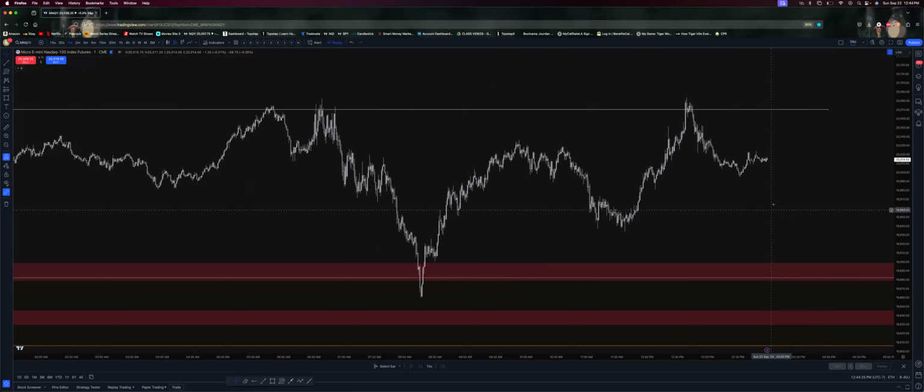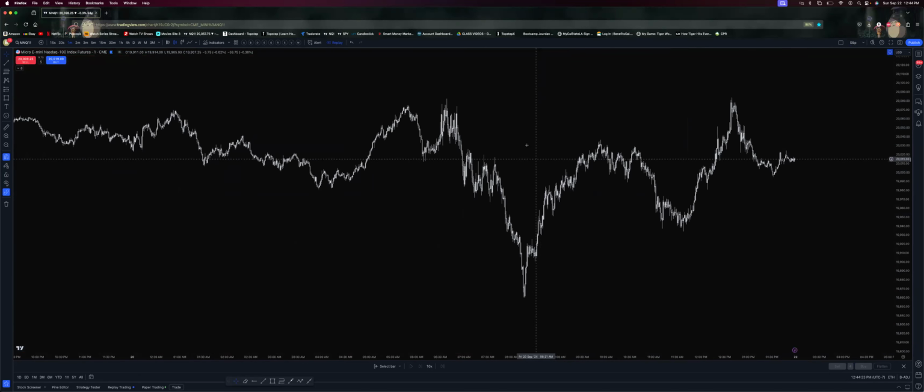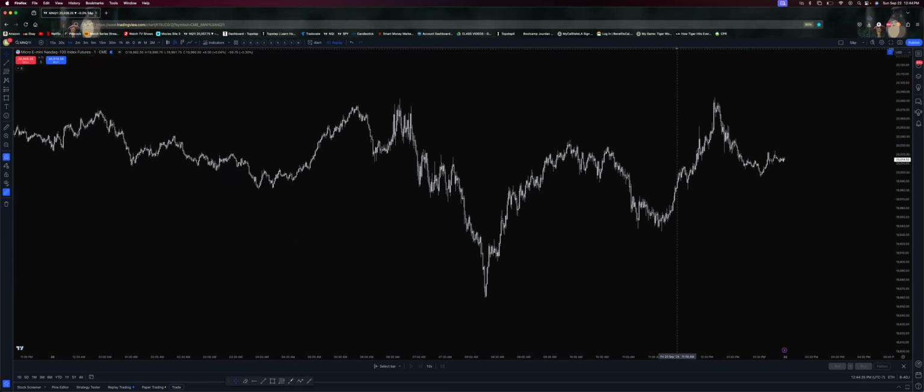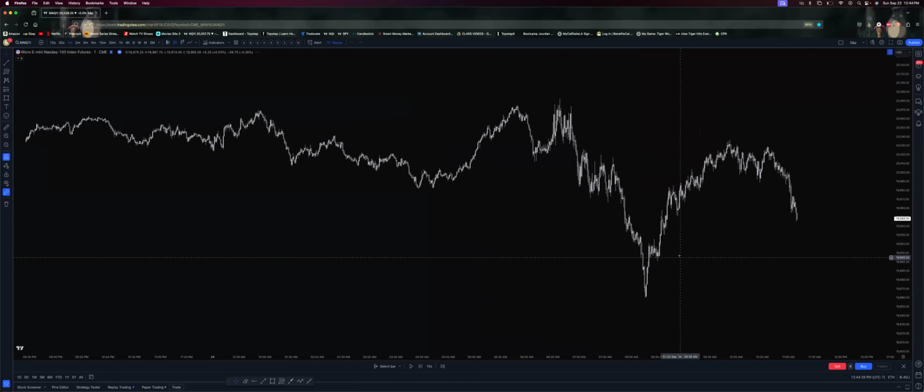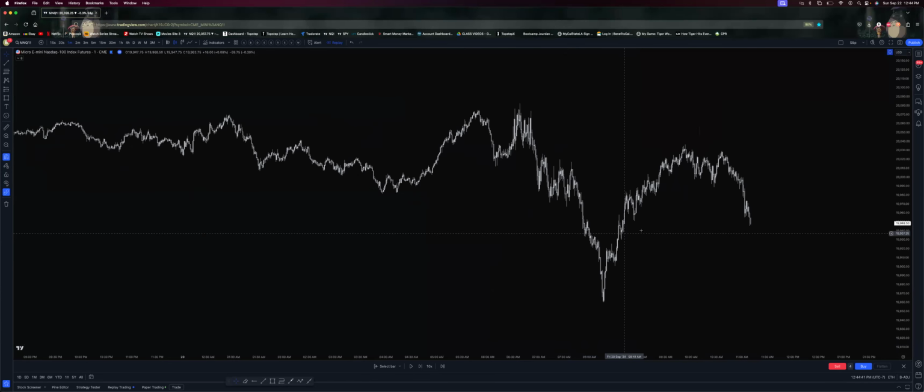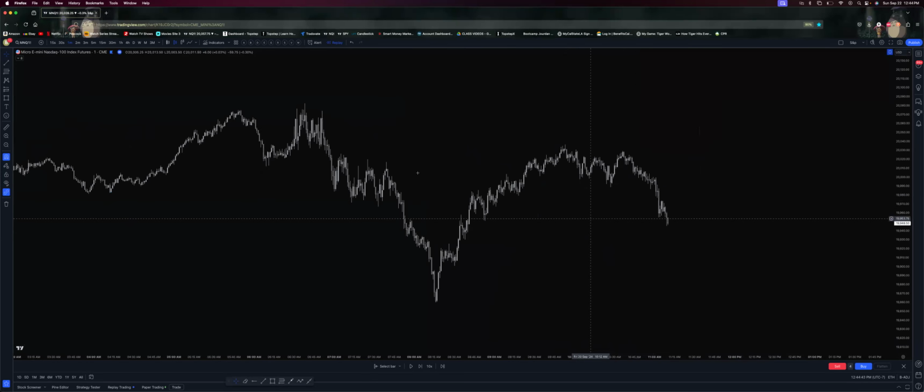Okay, so this is the 1 minute now. Let's clear up this chart. Remove drawings. So the trade that we took last, which was incredible, is when we have the 1 minute now. We had a break of structure here. This is swing high, break of structure.